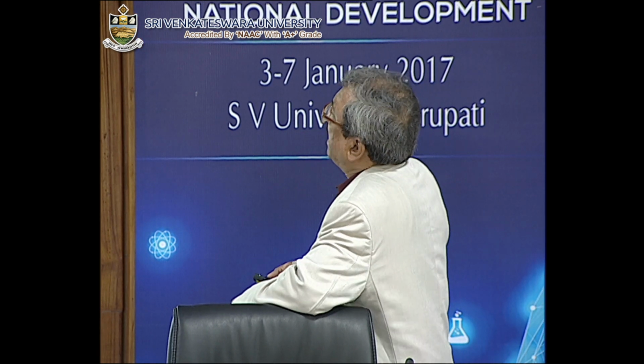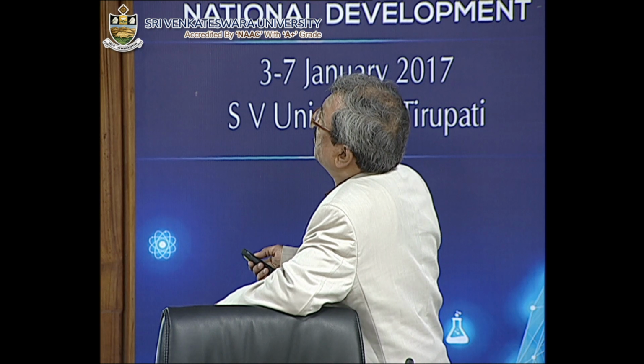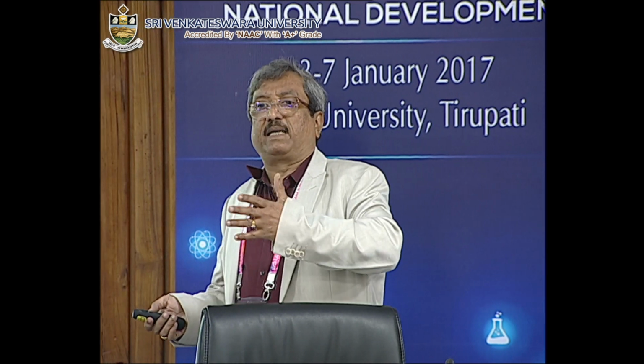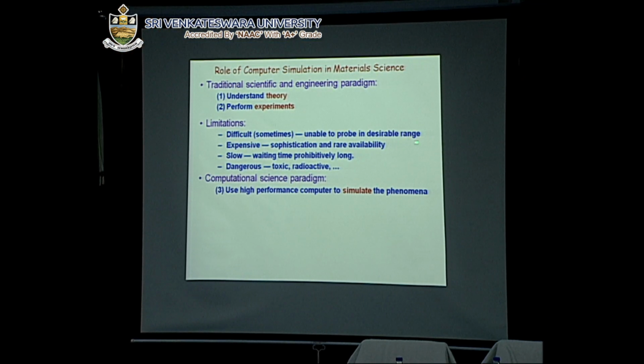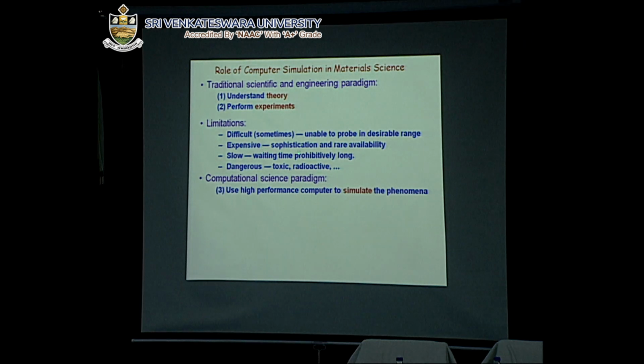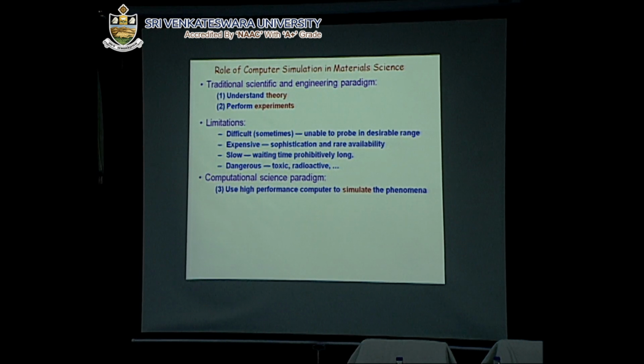Now, traditionally, scientific and engineering paradigm is the following. We try to understand theory, whether it is classical or statistical or quantum. We try to understand theory and then perform experiments. However, the limitations are that there are sometimes difficulties, like we are unable to probe in desirable range. It is too expensive to carry out the experiment because of the sophistication and rare availability. Sometimes it is very slow, the waiting time is prohibitively long. Sometimes it is dangerous. For example, it can be toxic or radioactive.